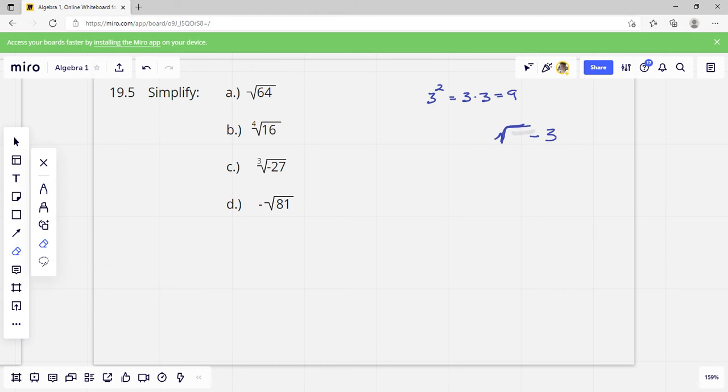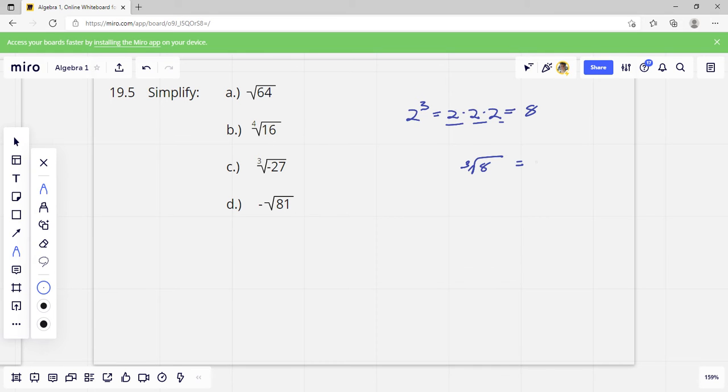We can also do it with higher powers. So let's say that we had 2 to the third. That means 2 times 2 times 2. 2 times 2 is 4. 4 times 2 is 8. Okay, what's the third root of 8? That means a number times itself 1, 2, 3 times equals 8, and that's going to be 2.